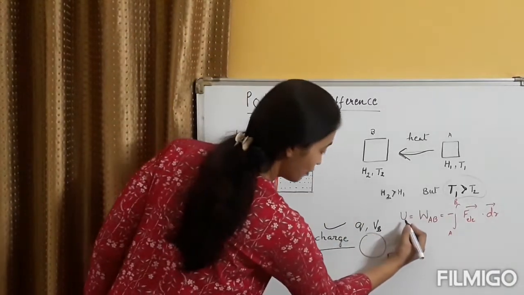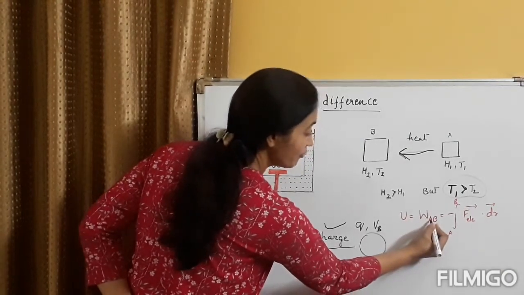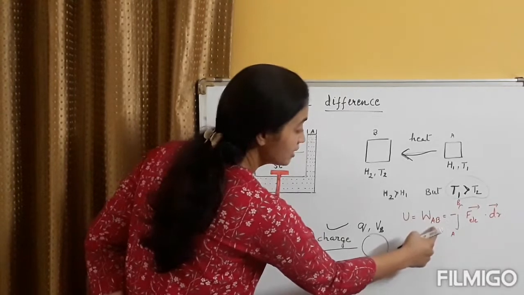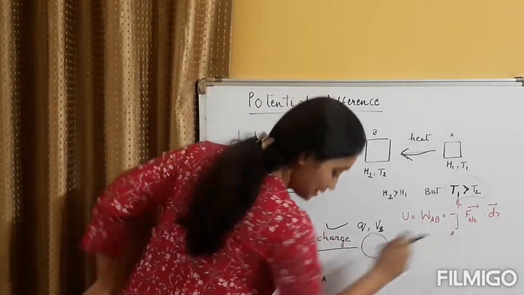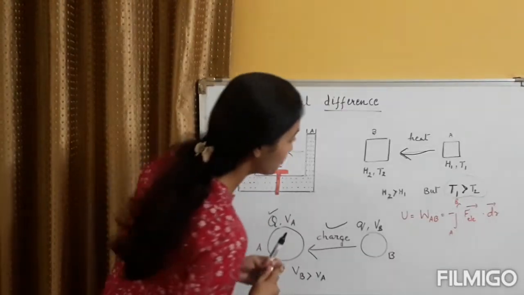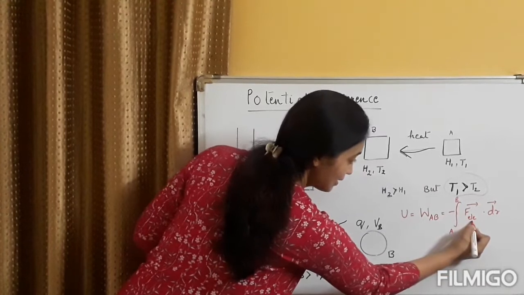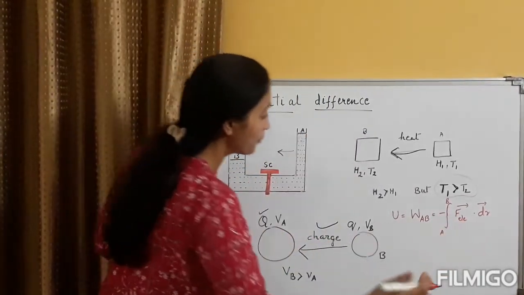Yesterday we have seen that potential energy, that is work, is done when you shift a charge from point A to B, and that work done is stored in the charge in the form of potential energy, and it is given by an expression of integral. If you take F external, then you don't have to use a negative sign. This we have seen in our previous episode.